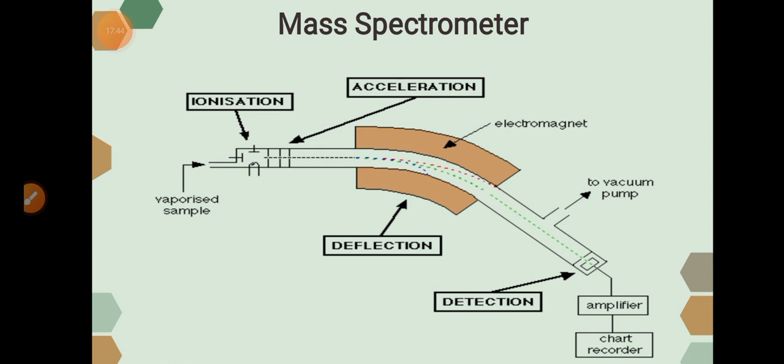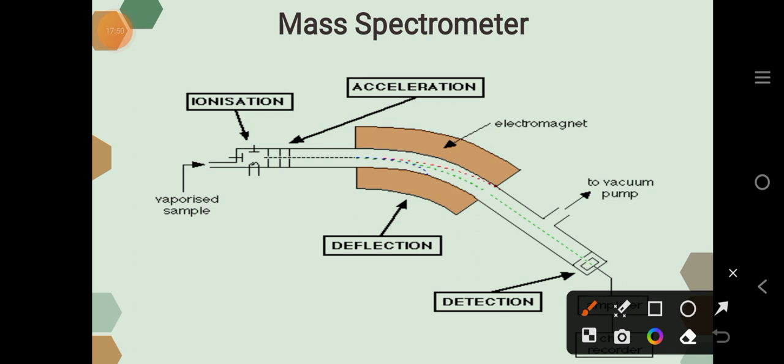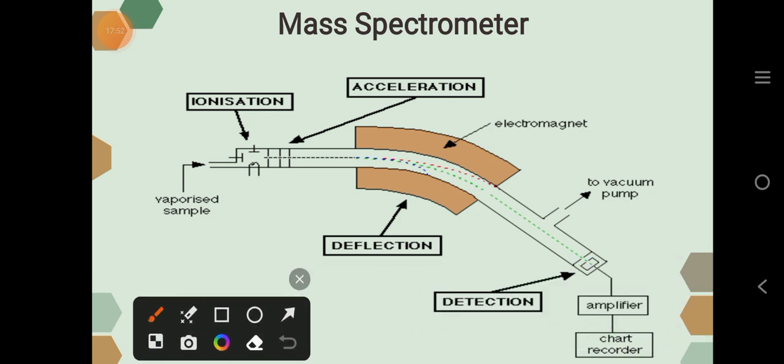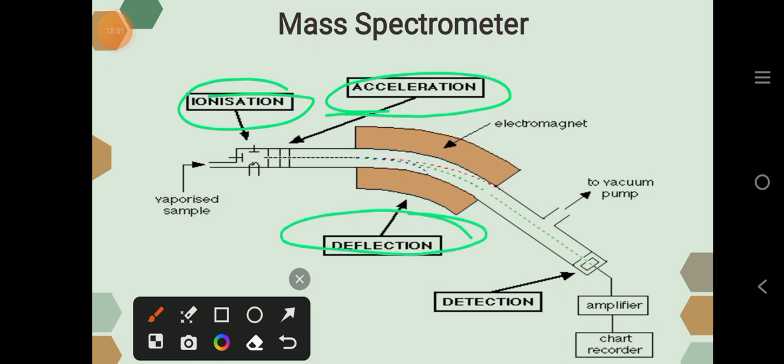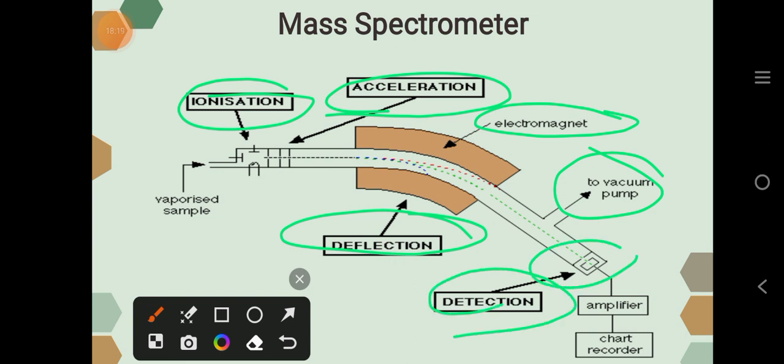Now here you can see an image of mass spectroscopy. The mechanism is described in this image. First of all, ionization will occur of the certain compound, and then it will be accelerated, and then deflection will occur, and then they will pass through an electromagnet, and there will be a vacuum pump where we will remove excess air or other things to avoid contamination. And then we will have a detector, and to amplify the signal we will have an amplifier, and then finally we will have a chart.